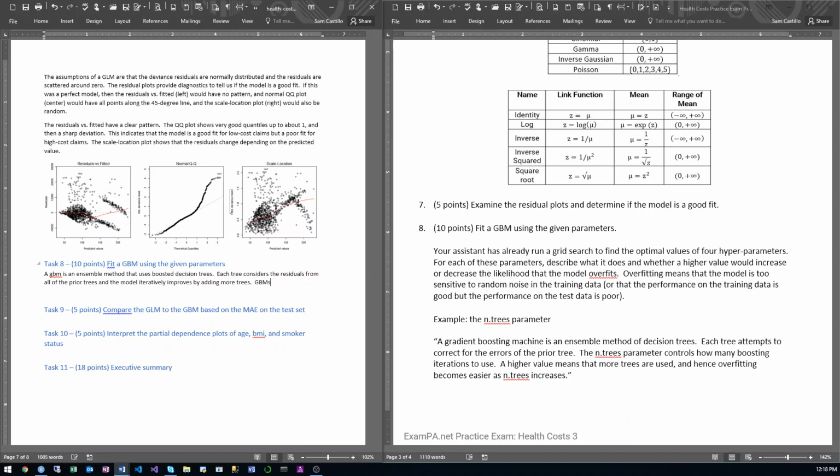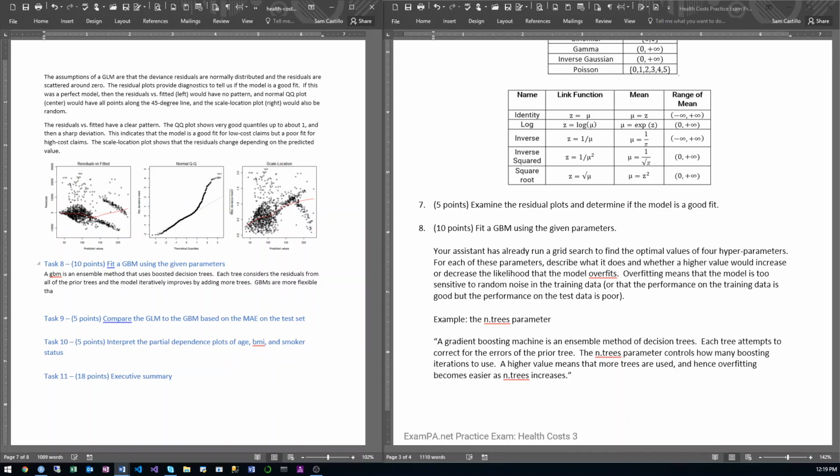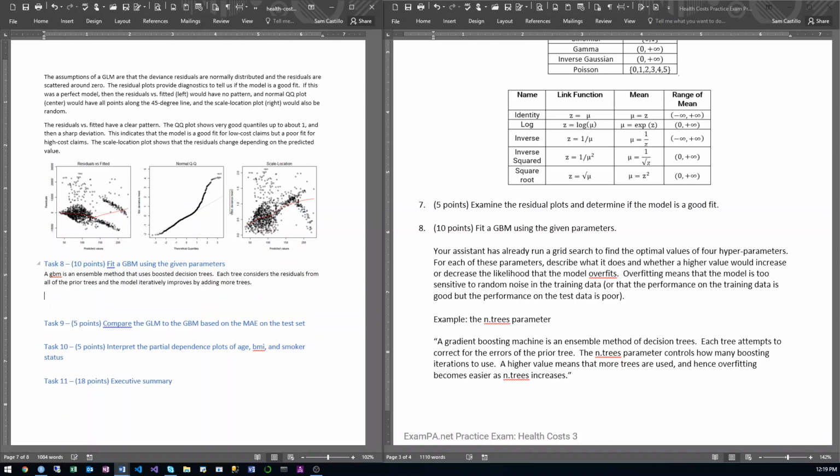GBMs are more flexible than GLMs because they... this isn't asking. This is going off on a tangent. The question is just asking you to explain what the different parameters are.